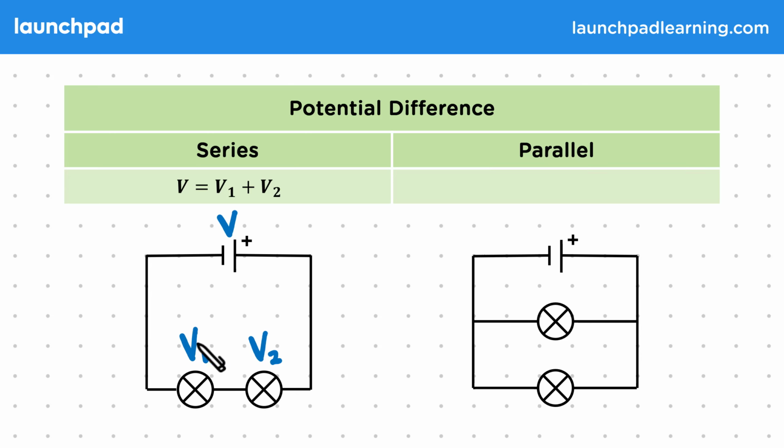Then in the parallel circuit, we also have a potential difference of V from the cell and potential differences of V1 and V2 for the lamps. In this case, the potential difference across each branch will be the same. So we have that V is equal to V1, which is also equal to V2. So unlike with the current, it's in series that we add the potential differences together, and in parallel when they're the same.